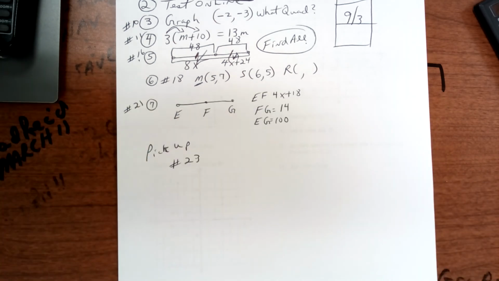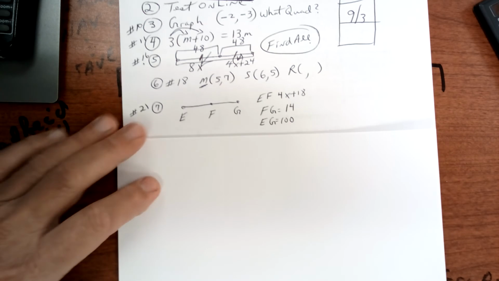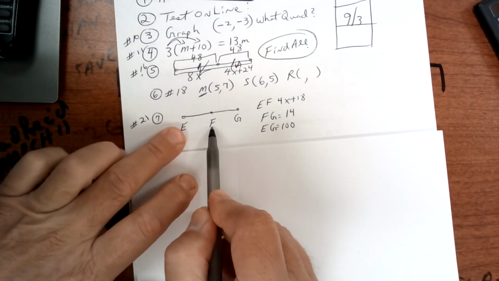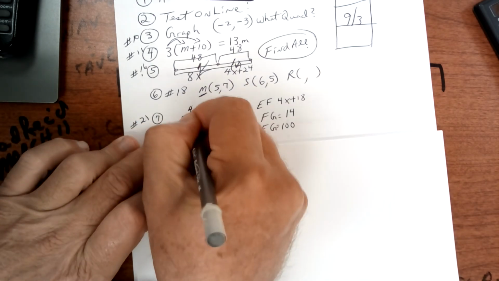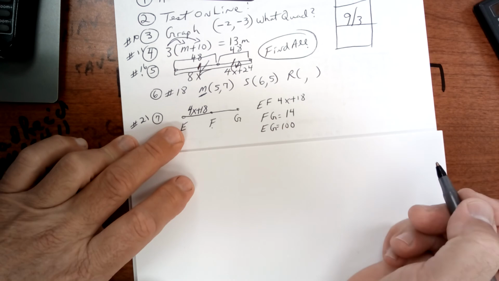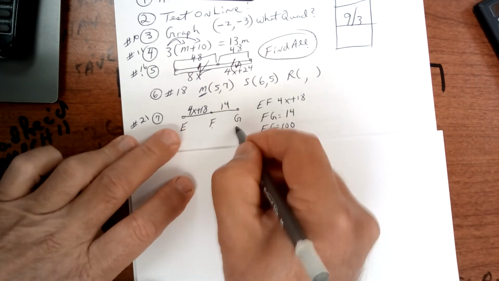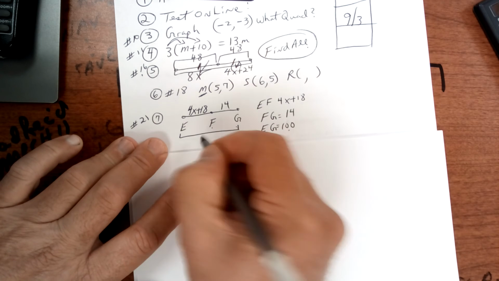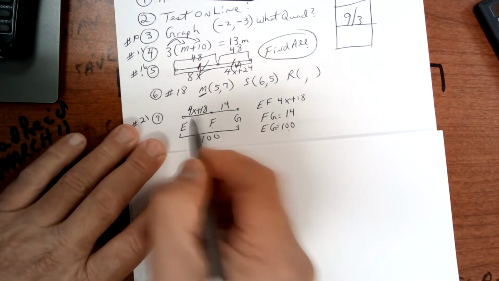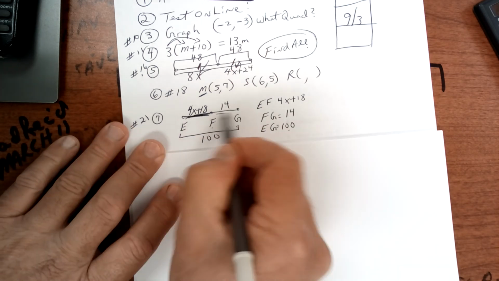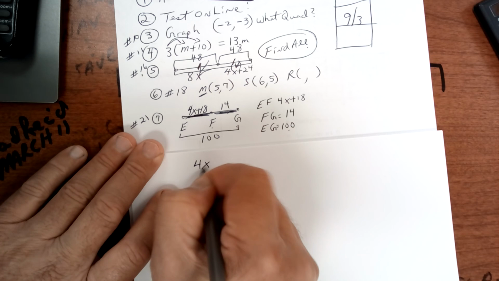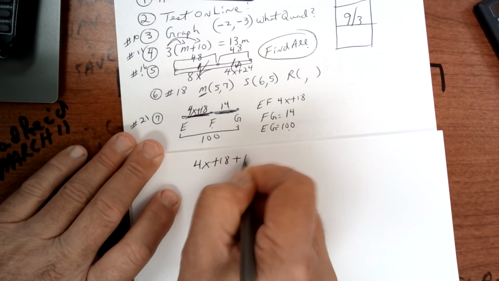This one right here, it says EF is 4x plus 18. Well, here's EF, so put 4x plus 18. Write it on the diagram. Then it says FG is 14. Put that. And then it says EG, which is the whole thing, is 100. So you're going to add up by segment addition postulate. You're going to say 4x plus 18 plus 14 is equal to 100.